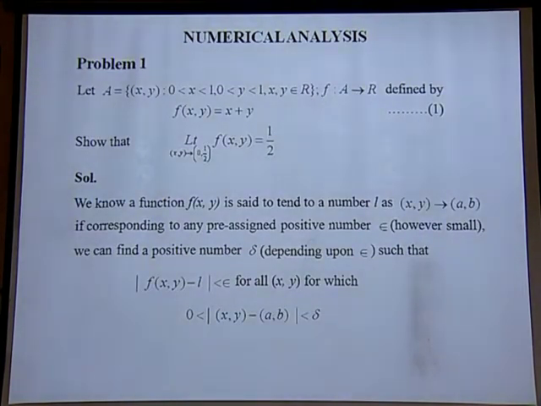Now, after the theoretical part, by completing the definitions and theorems, we are going to use these definitions to take up numerical problems. So, here it is given that A is a set of elements (x, y) such that x lies between 0 and 1 and y lies between 0 and 1, and (x, y) belongs to R. Here the function is from A to R defined by f of x y is equal to x plus y.